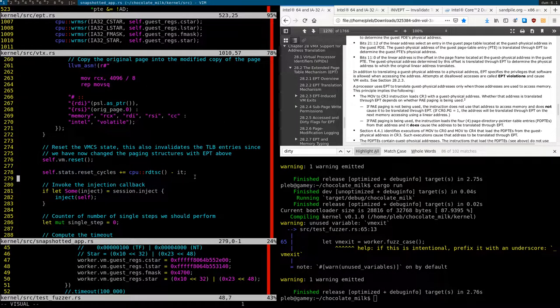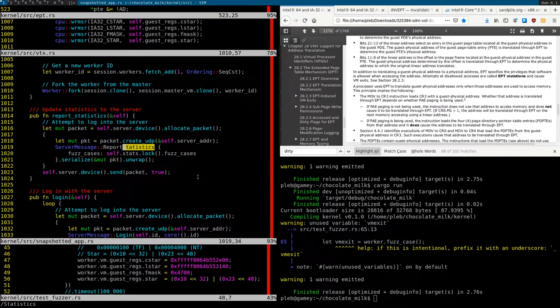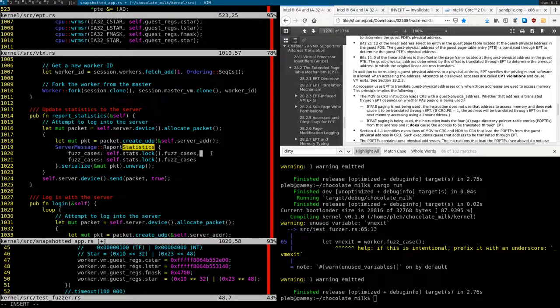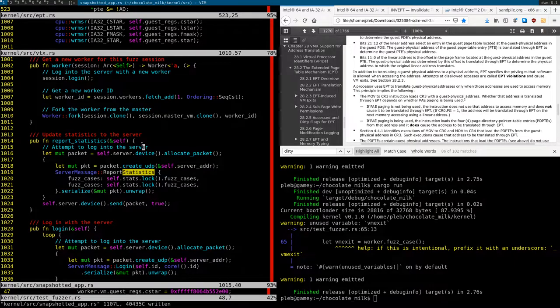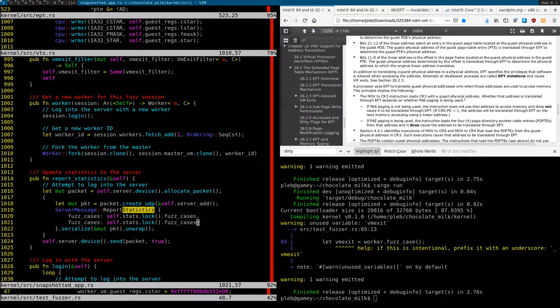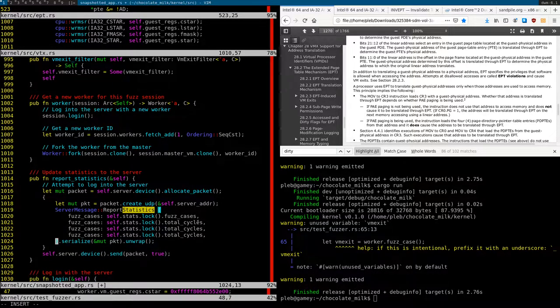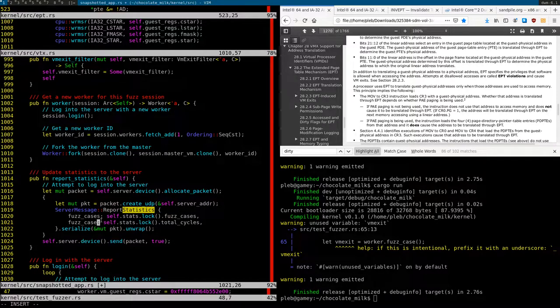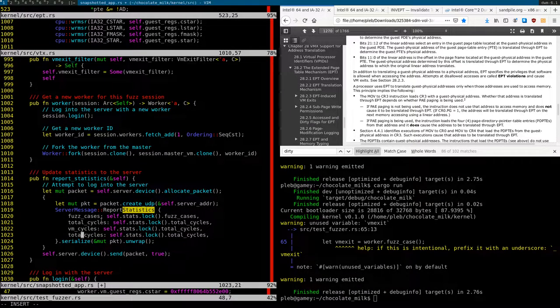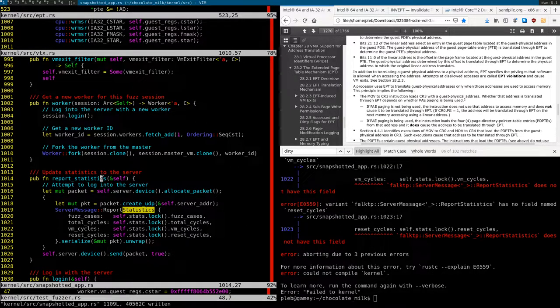So I guess let's report these statistics. When we report stats to the server, here we go. Fuzz cases. We'll report the fuzz cases. We'll report the total cycles. So we'll clean this up first. Total cycles, VM cycles, reset cycles, and now we'll send these up to the server so we can actually see what these numbers are, and we'll know approximately the speed of these things.